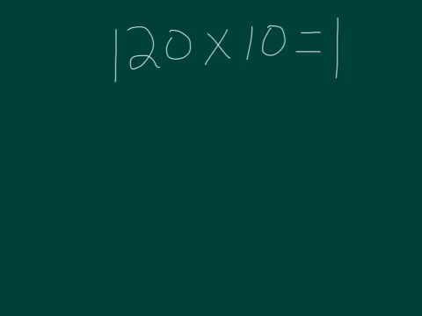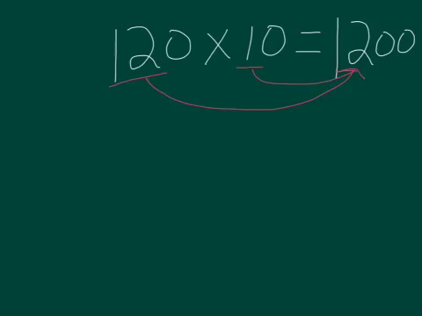Let's look at how we manipulate these multiples of 10. We know if we have 120 times 10, that equals 1,200. All we did was we took 1 and multiplied it by 12, and that gave us this right here. 1 times 12 is 12. And then we counted the zeros, 1 zero, 2 zeros, and those went here.